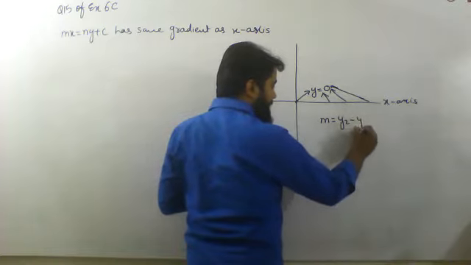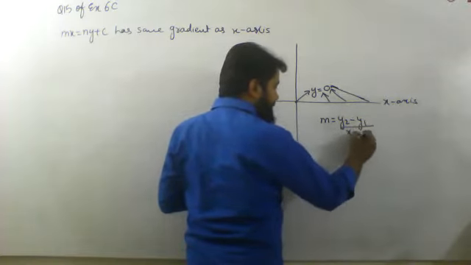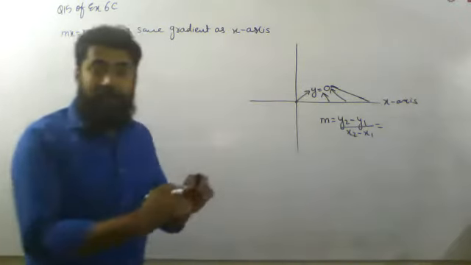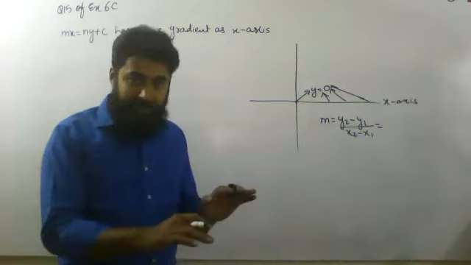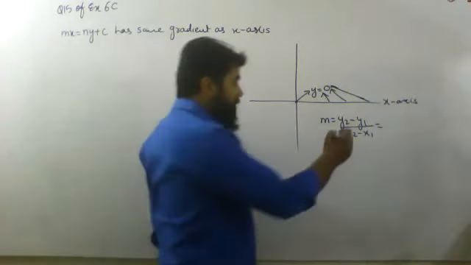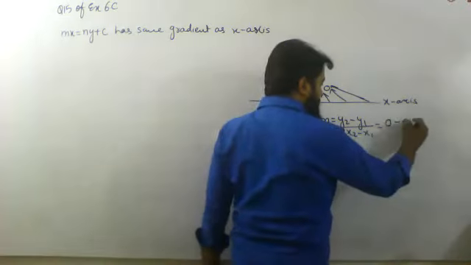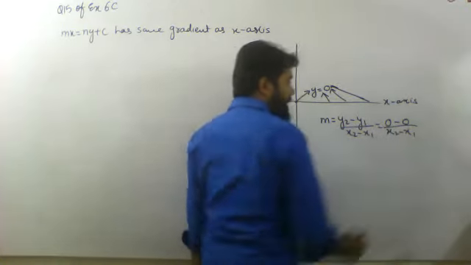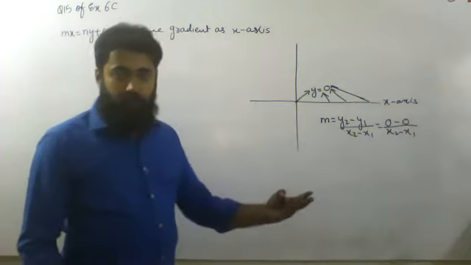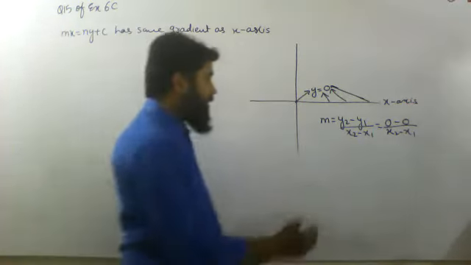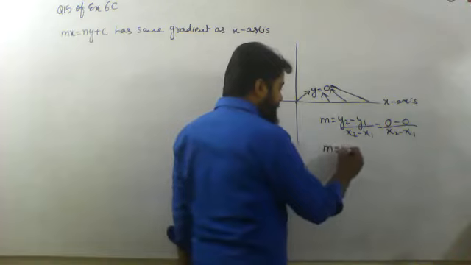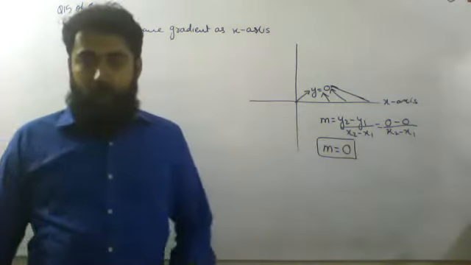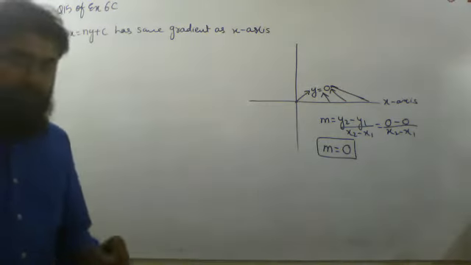Gradient is y2 minus y1 upon x2 minus x1. Now the y values on the x-axis will be the same, that is 0. So when I plot it, it is 0 minus 0 upon any value of x, that will be changed. Okay, two values of x will be different. So the gradient will be 0 on the x-axis.